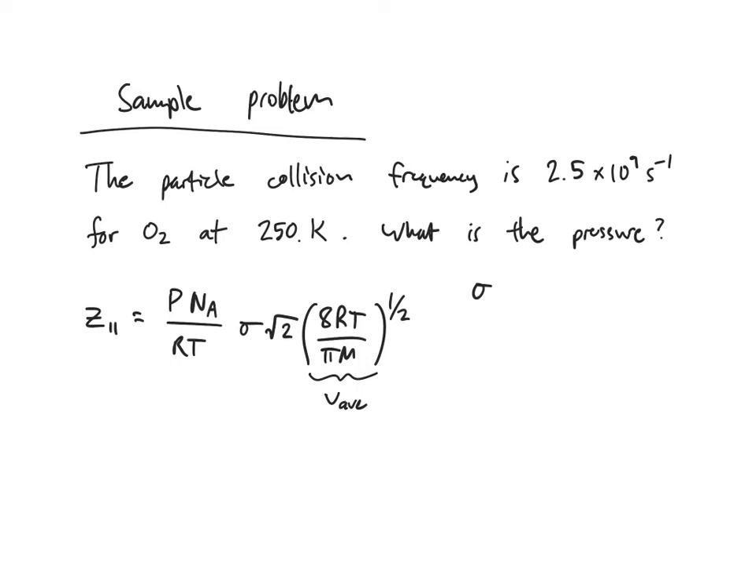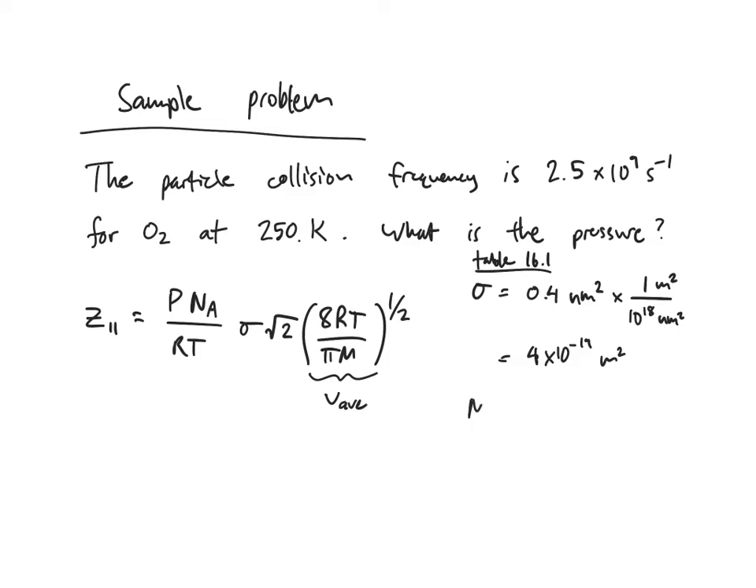Now, one nice little shortcut is to look again at table 16.1 inside your textbook, and you'll see that the cross-section is equal to 0.4 square nanometers for O2. But we can't use square nanometers. We have to convert to square meters. So we multiply times 1 over 10 to the 18th square nanometers for every square meter, and that's going to give us a cross-section of 4 times 10 to the negative 19 square meters.